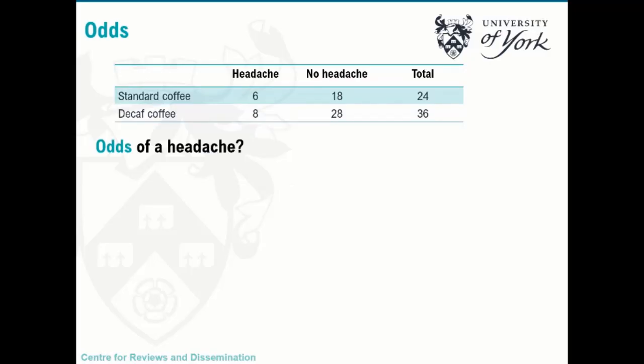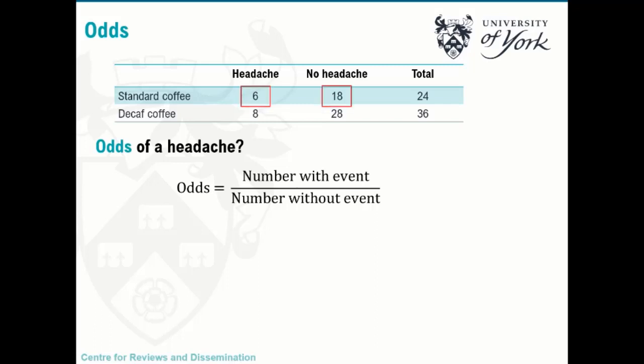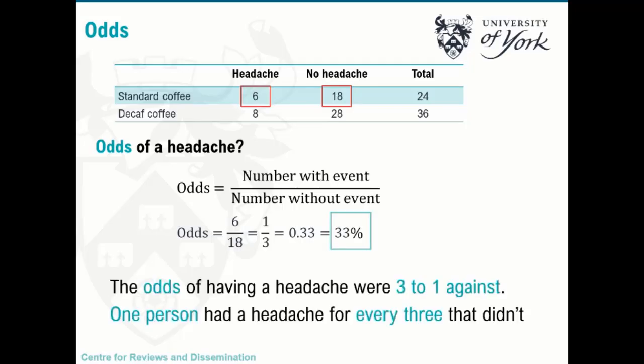The next effect estimate is the odds of having a headache. The odds is defined as the number of people who have an event divided by the number of people who don't have an event. Using the data in the table for people who drink standard coffee, who experience headaches and those who don't, the odds of developing a headache was 6 divided by 18, which is a third, which we can approximate to be 33%. In words, we can say that the odds of having a headache were 3 to 1 against, or that one person had a headache for every 3 people who didn't.